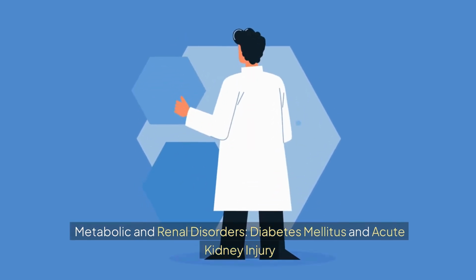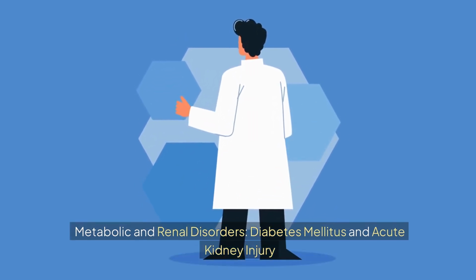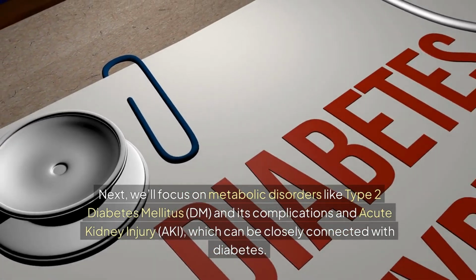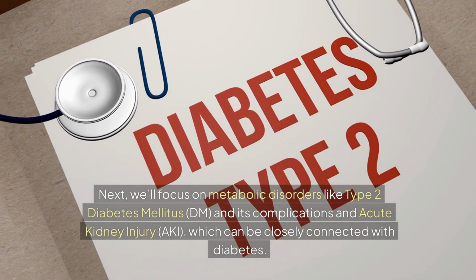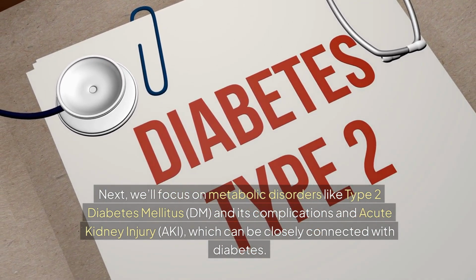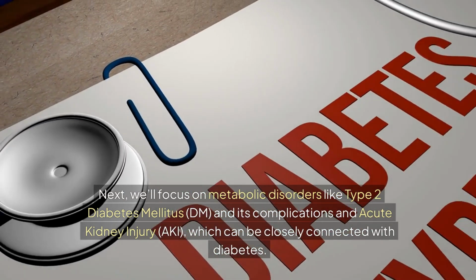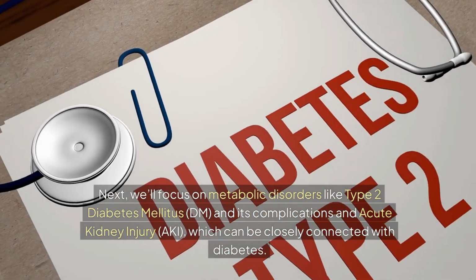Metabolic and renal disorders, diabetes mellitus, and acute kidney injury. Next, we'll focus on metabolic disorders like type 2 diabetes mellitus, DM, and its complications, and acute kidney injury, AKI, which can be closely connected with diabetes.